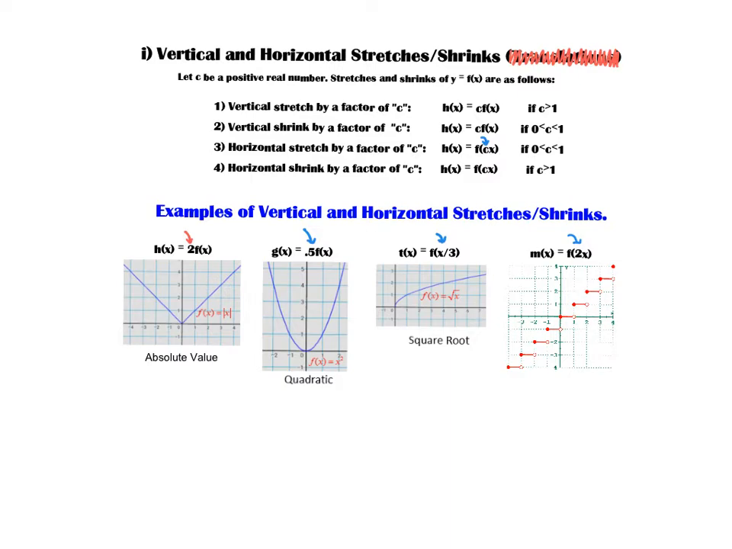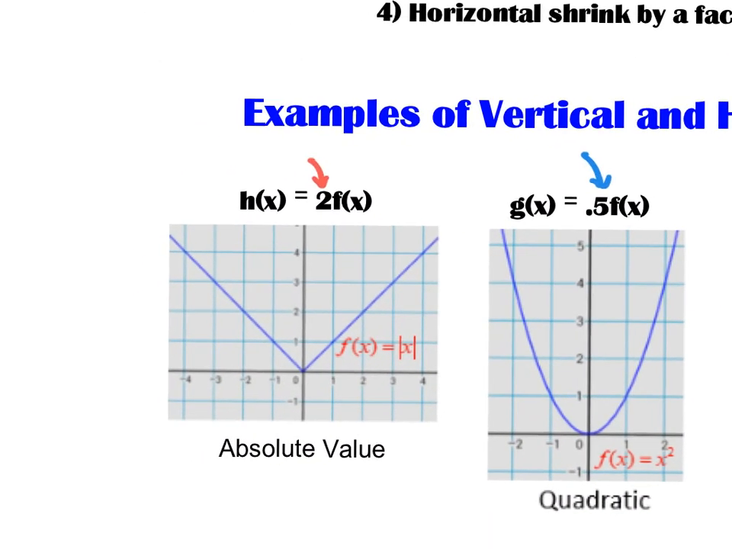Okay, so let's take a look at h of x. We're going to stretch this by a factor of 2. So all I'm going to do is take my f of x values and multiply them by 2. So f of x here is 0. So it's not going to change if I multiply it by 2. f of x here is 1. If I multiply that by 2, I get 2. f of x here is 2. If I multiply that by 2, I get 4. And likewise on the other side, positive 1 multiplied by 2 is 2, and positive 2 multiplied by 2 is 4. I'm just stretching that graph of h of x vertically.